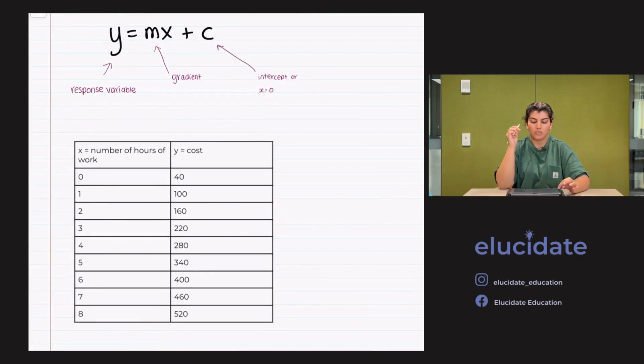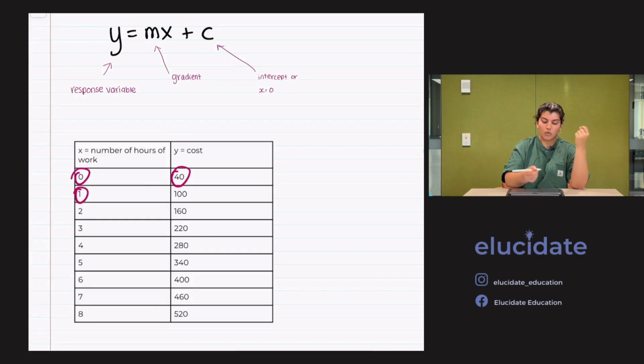C is the number when x equals 0. So here, when x equals 0, the number is 40. So we know that C is 40. Now, if we want to see what the gradient is, that's basically what number the response variable increases by for each value of x that we go up by.